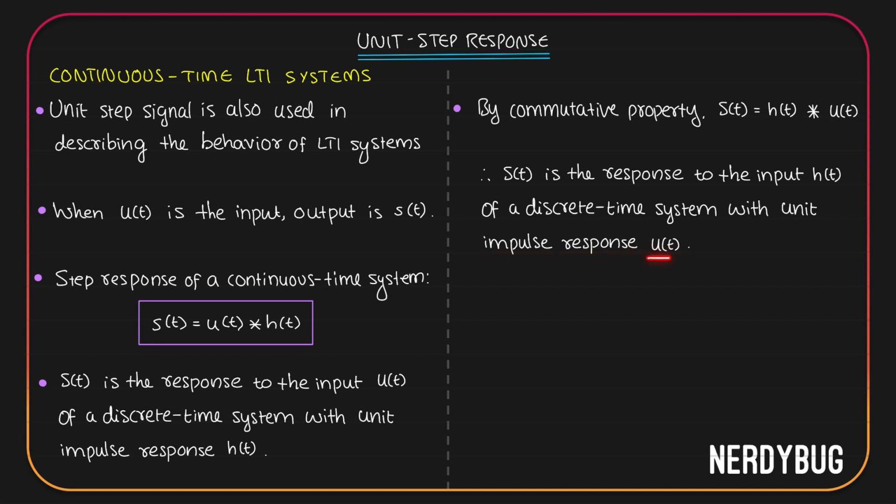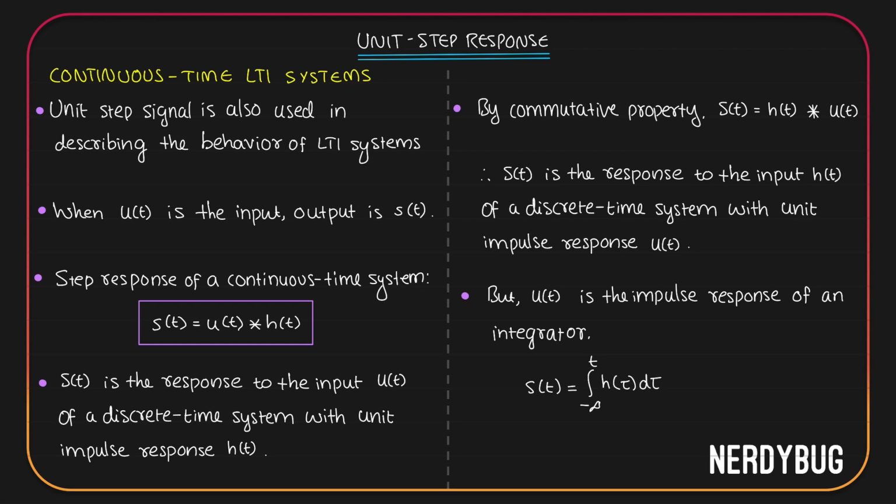But which system has unit impulse response u of t? That's right, an integrator. So s of t is the output of an integrator if the input is the impulse response of the system whose unit step response you want to find. u of t is the impulse response of an integrator, and s of t is its output if the input is h of t. So s of t is integral from minus infinity to t of h of tau d tau. To get unit step response of a system, you have to integrate its unit impulse response from minus infinity to t.